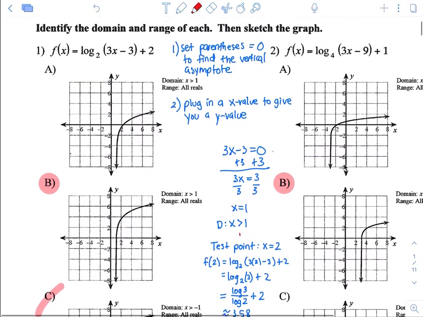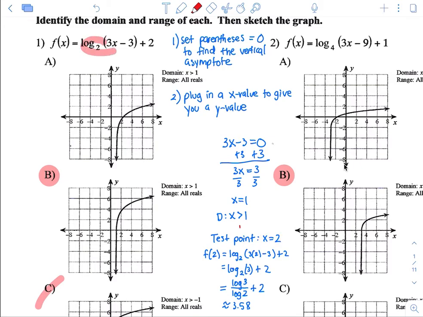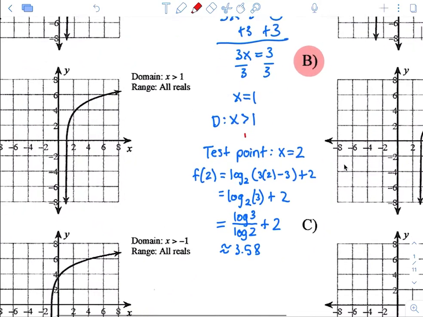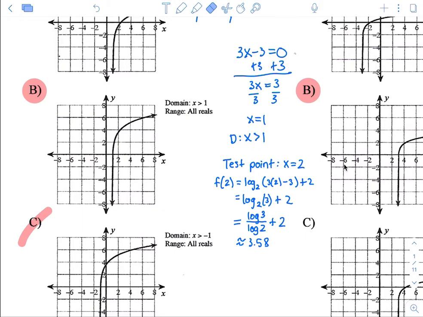So I did test point x is equal to 2, which means I plug in x is equal to 2 into the equation. So f of 2 is going to be log of 3 times 2 minus 3, plus 2. So 3 times 2 minus 3, that's going to be 6 minus 3, which gives you 3. So now you plug this into your calculator to see what our y value would be. Now, for some of you, you cannot put that into your calculator, so you would have to do the change of base formula, which is just log 3 over log 2 plus 2. But some of your calculators do go directly from here to here, which is also fine. So once you put this all into your calculator, you're going to get 3.58.